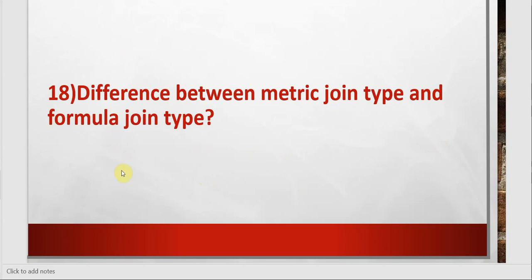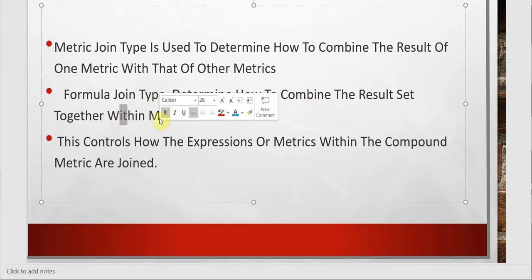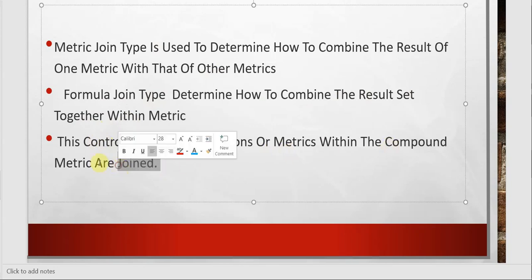What is the difference between metric join type and formula join type? Metric join type is used to determine how to combine the result of one metric with that of other metrics, while formula join type determines how to combine the result set together within a metric. So this controls how the expressions or metrics within a compound metric are joined.